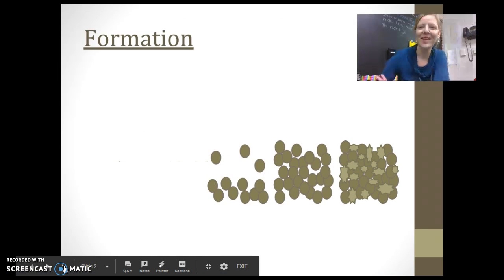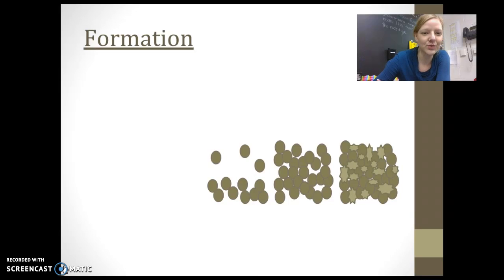Here we go. Okay, the next thing I'd like you to write down is formation. For each of the types of rocks, you need to know how it is that they form. Don't worry about the pictures that you see on the screen. Those will come into play in just a minute.